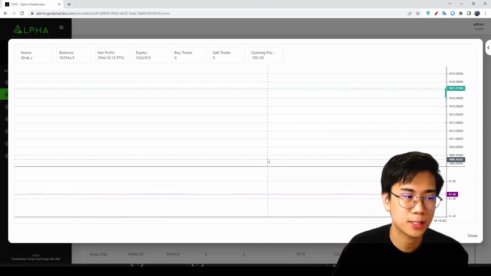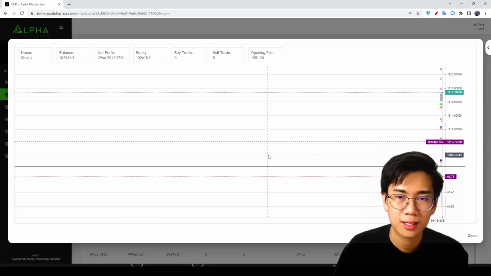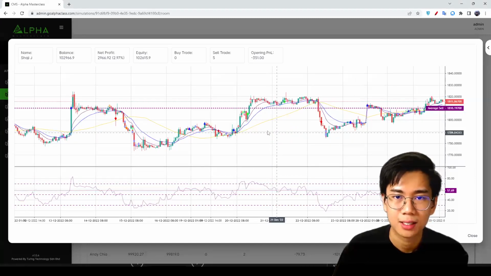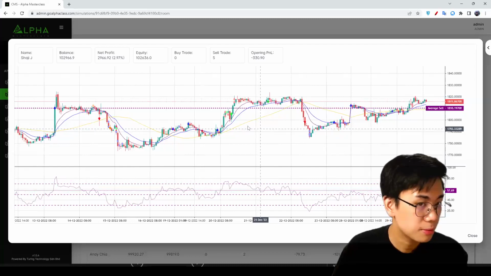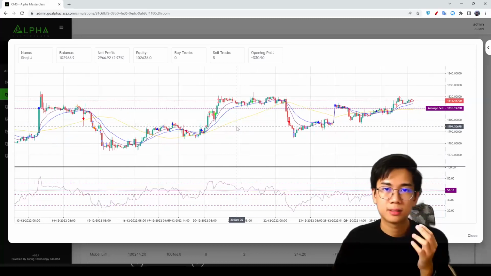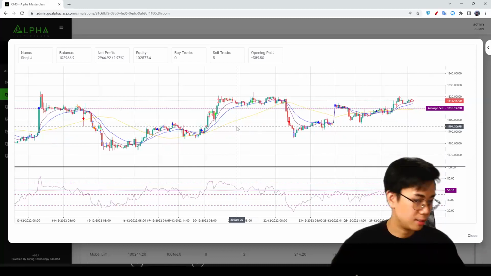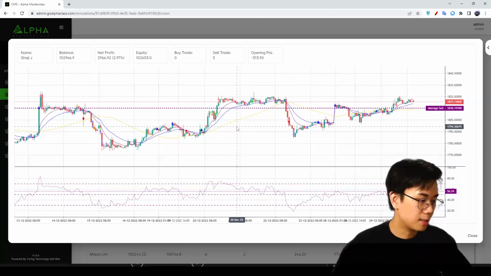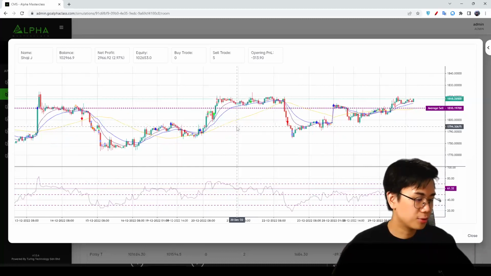Shaji, congratulations for making 2% profit. Okay, but same thing from your side. Prepare first. Okay, 5 selling trades is still okay. Okay, just a bit of info to you first.